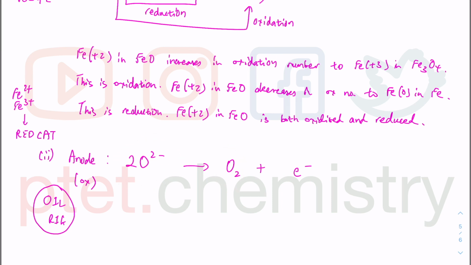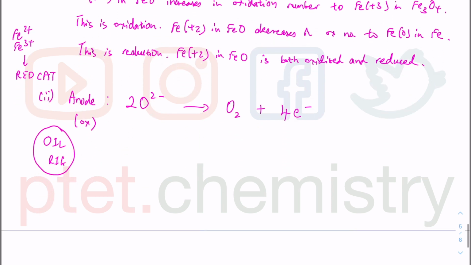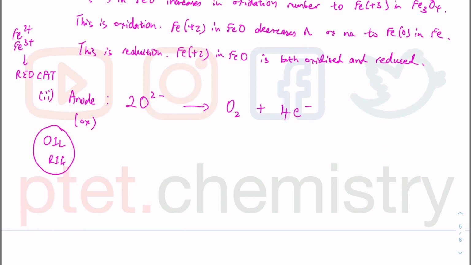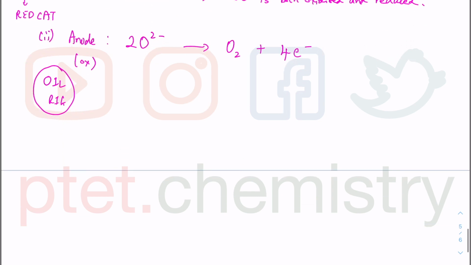This is 0 charge, so I need 4 electrons on the right to balance the charges. Whatever equation you write, balance atoms and balance charges. So what do we have next?